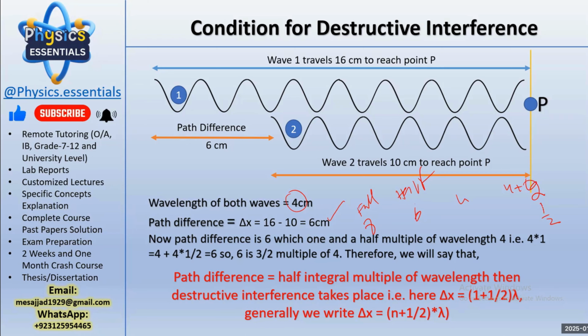So 2 is actually the half multiple and 4 is actually the full multiple. So this will be written as n plus half multiple of wavelength. That is called the condition for destructive interference. Okay, you can remember the conditions for constructive interference and destructive interference.